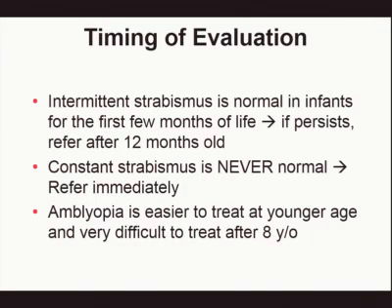If it's a constant strabismus, it's never normal. You want to refer them right away because that needs to be treated earlier. And then amblyopia is easier to treat the younger we catch it, and it's very difficult to treat after 8 years old. Now that doesn't mean if a child comes in after 8 years old and they've never been in glasses, they've never done patching therapy, we're not going to just send them away. We're going to work with them. And often we can pick up the vision a little bit with treatment, but often we're not getting them back to 20/20.